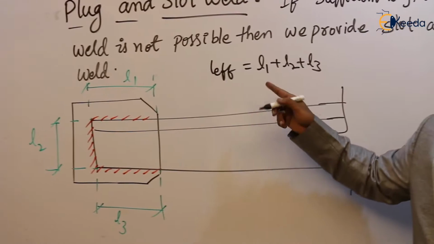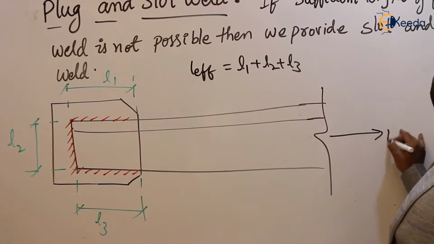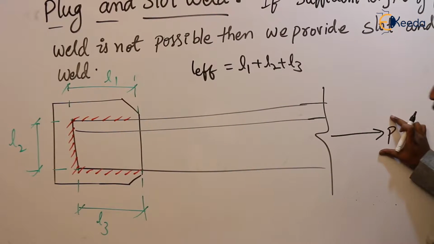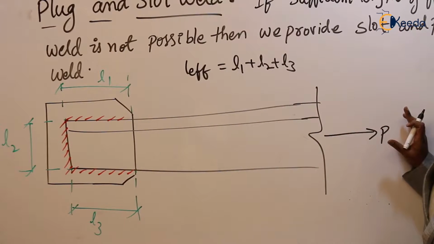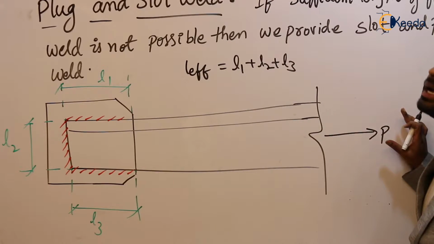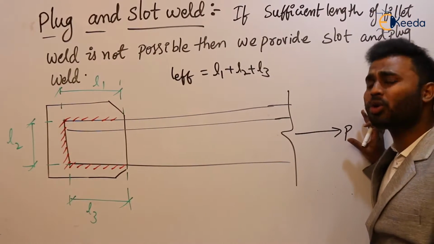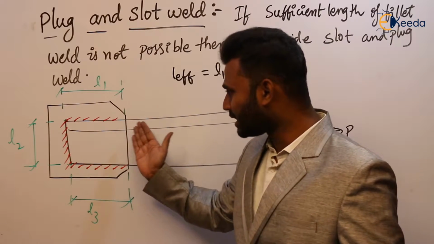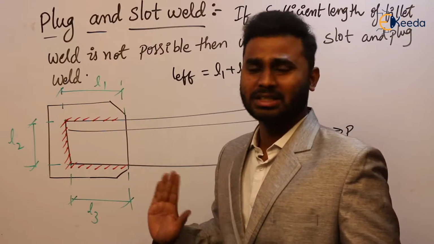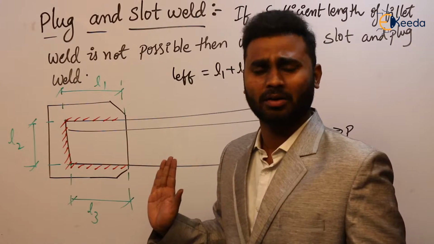So this effective length is not sufficient to take the load P here. For carrying this load P, that L effective, L1 plus L2 plus L3, is not sufficient. Then we go for plug and slot weld. That is the condition. Now how to provide this plug and slot weld? So this is the weld length. To increase the length, we have to increase the overlap. But we are not supposed to increase the overlap length.